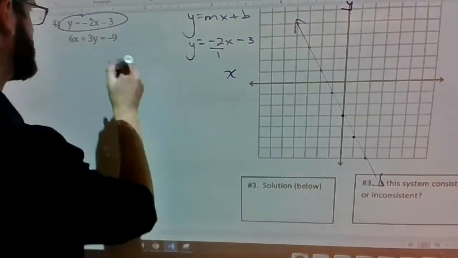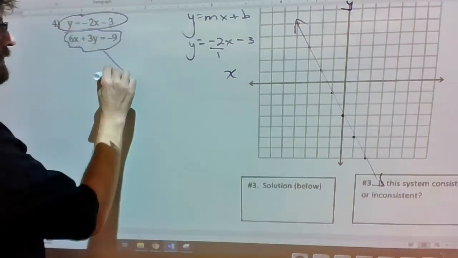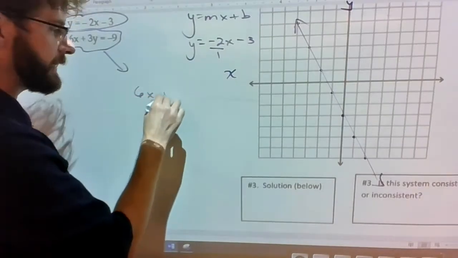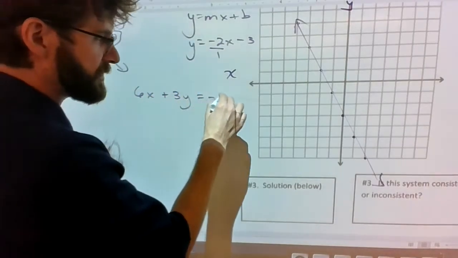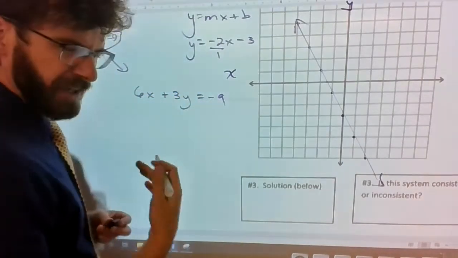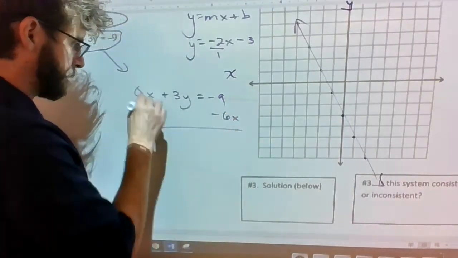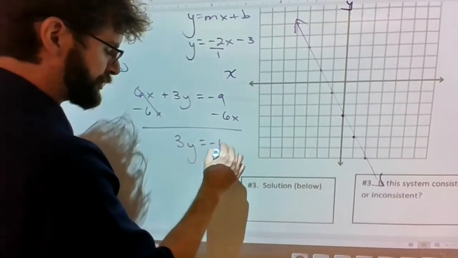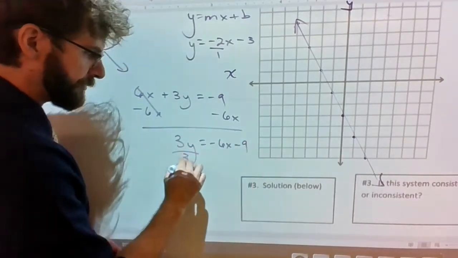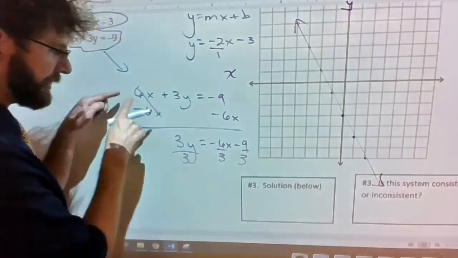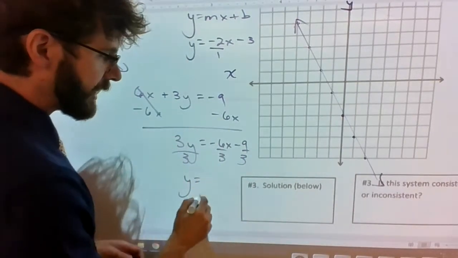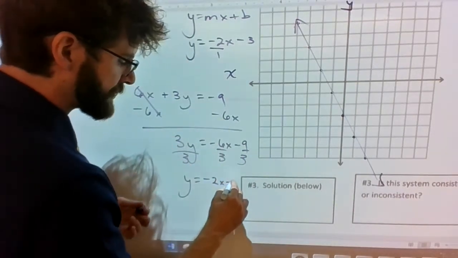Now, for the second line, I got to get y by itself. Again, pause the video, try it on your own, see if you're doing this pretty well without just watching me do it. And then we'll check our work now. Divide by 3, divide by 3, divide by 3. I already subtracted the 6x over. And you get negative 2x minus 3.